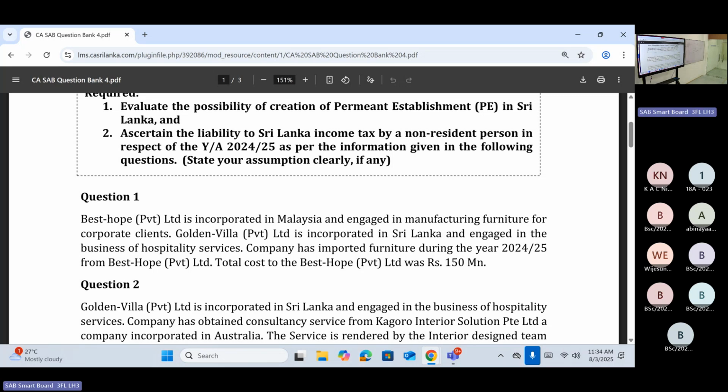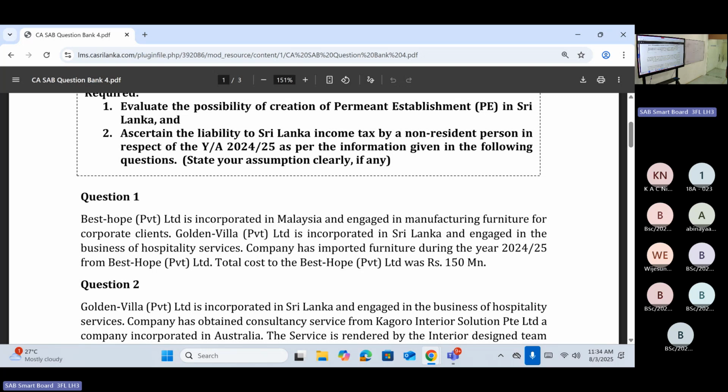Another thing is the permanent establishment definition. For a permanent establishment, there should be a fixed business location in Sri Lanka of a non-resident person. Is there a fixed business location in Sri Lanka? No. Therefore, we cannot tax in Sri Lanka the profit generated from selling furniture to Sri Lanka.